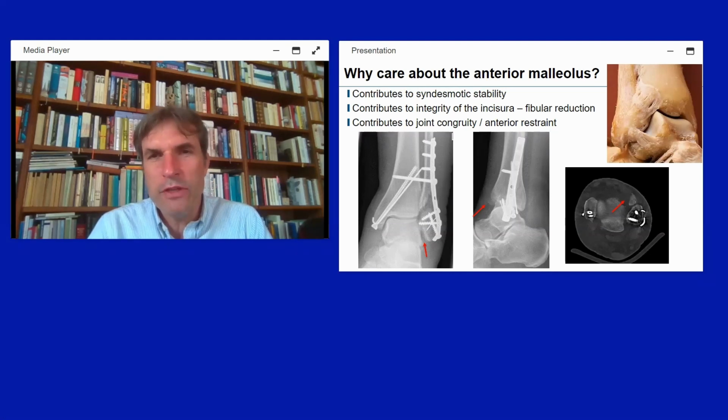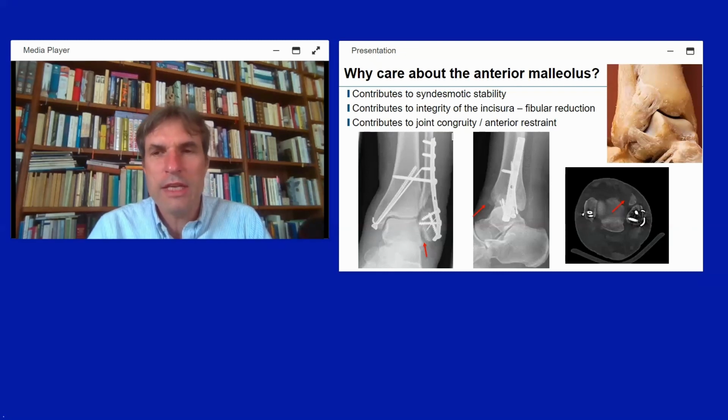Some call it the anterior inferior tibiofibular ligament, which does not make much sense because there's no superior one, but maybe it's good to distinguish it from the lateral ligament, which also is called the ATFL. It contributes to integrity of the incisura depending on the size. That's another analogy to the posterior malleolus. And thus it alleviates fibular reduction or makes it impossible if it's not there, as you can see in this example here.